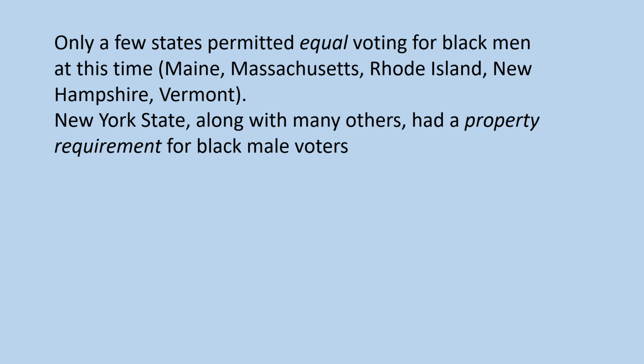New York State, along with many others, had a property requirement for black male voters. This was typical in the 19th century. A lot of countries had property requirements to vote, and it meant that voting was more of a habit of the wealthy or the well-to-do or the well-connected or professionals, but not for the average citizen who didn't have enough property to pass the qualification.